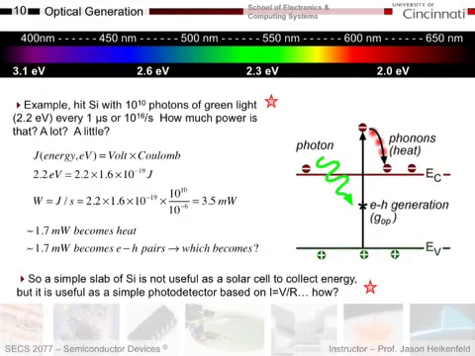Let's do another example. Let's say we hit silicon with 10 to the 10th photons of green light, which is 2.2 electron volts, every 1 microsecond, which is 10 to the 10th photons per 1 microsecond. 10 to the 10th divided by 10 to the minus 6 is 10 to the 16th per second. How much power is that? Do you think it's a lot or a little? Well, we'll do a simple calculation.